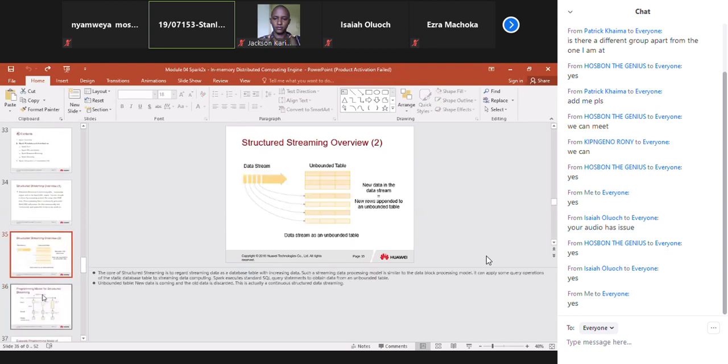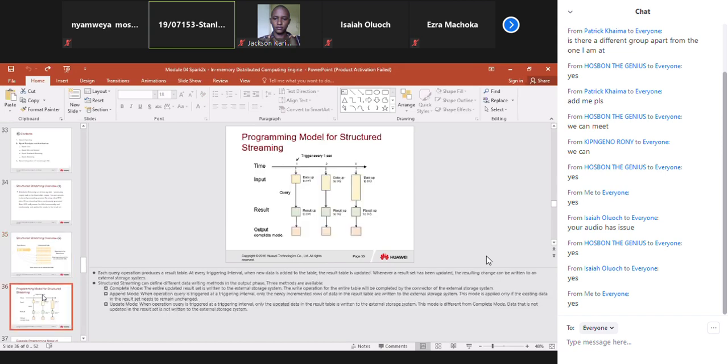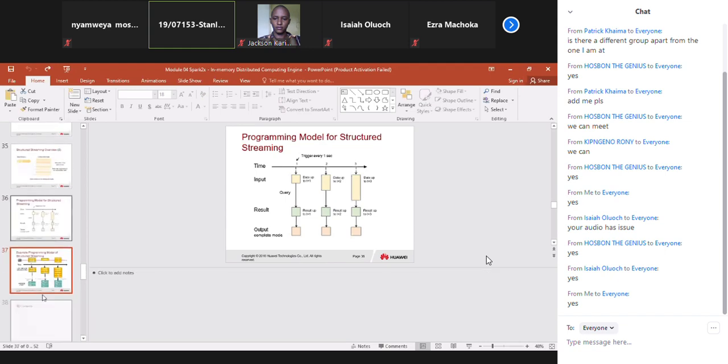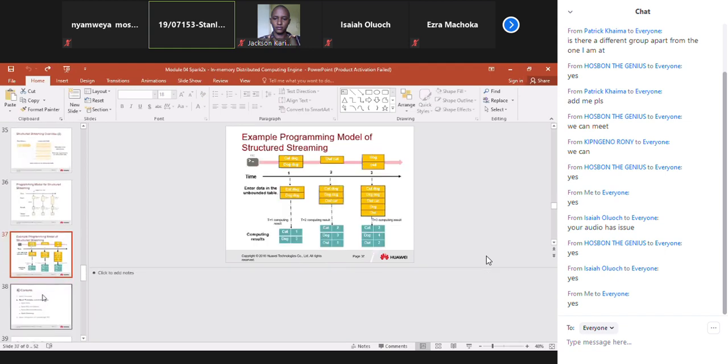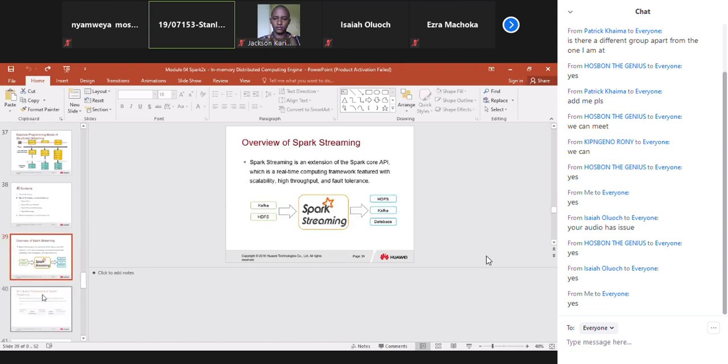Then you can see structured streaming overview. We have a data stream, and we have an unbounded table, which is equal to new data in the data stream, which is equal to new rows appended to the unbounded table. Then a programming model for structured streaming, then examples of structured streaming. These ones will not come in your exams.